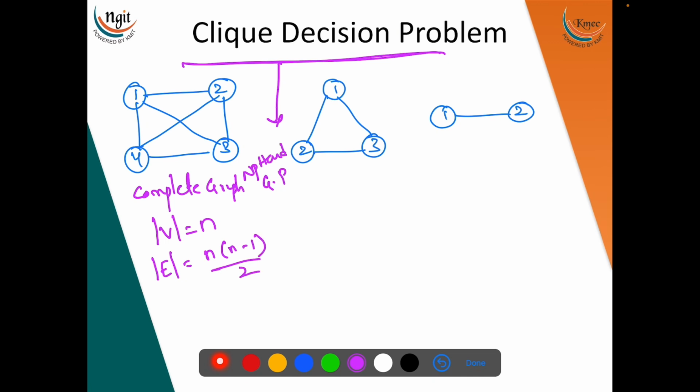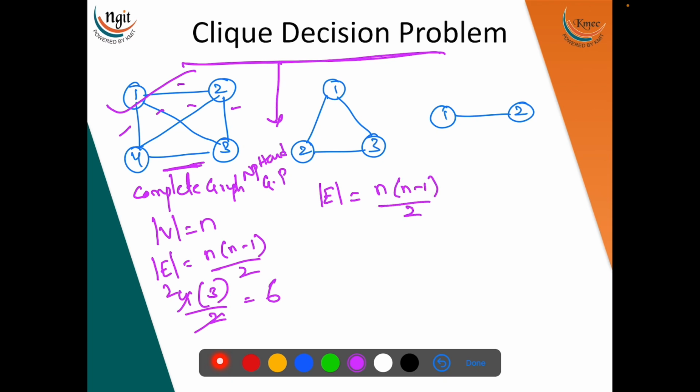Now substitute and you will come to know all these are complete graphs. What is the n value in the case of this graph? N value is 4. That means 4 into 3 by 2. Answer is 6. Did you find 6 edges? Count it: 1, 2, 3, 4, 5, 6. Now it is a complete graph. And come to this one. And I say it is a complete graph.